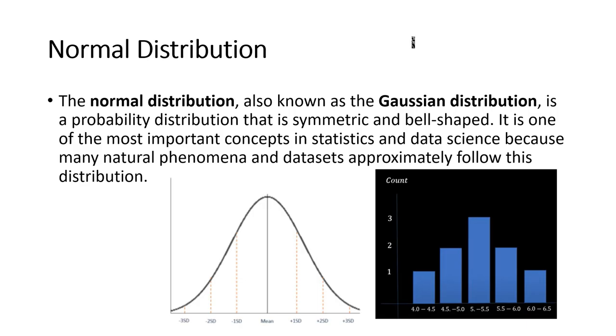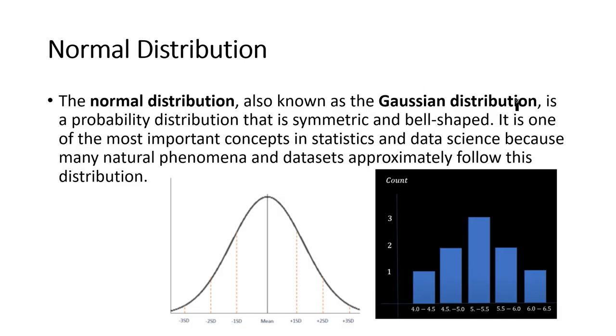So the normal distribution is very simple. It is also known as the Gaussian distribution, a probability distribution that is symmetric and bell-shaped. It is one of the most important concepts in statistics and data science because many natural phenomena and data sets approximately follow this distribution.